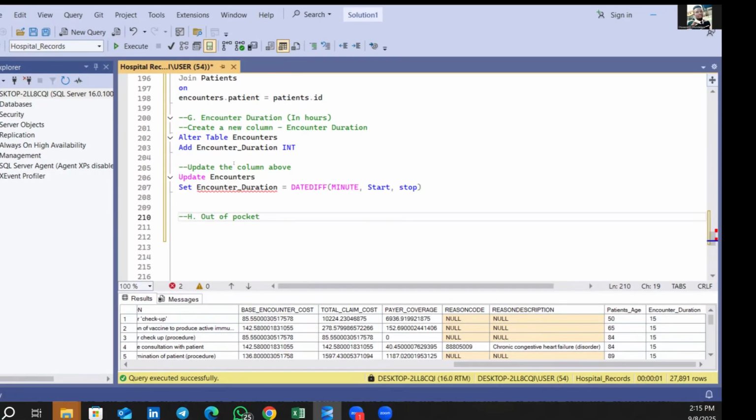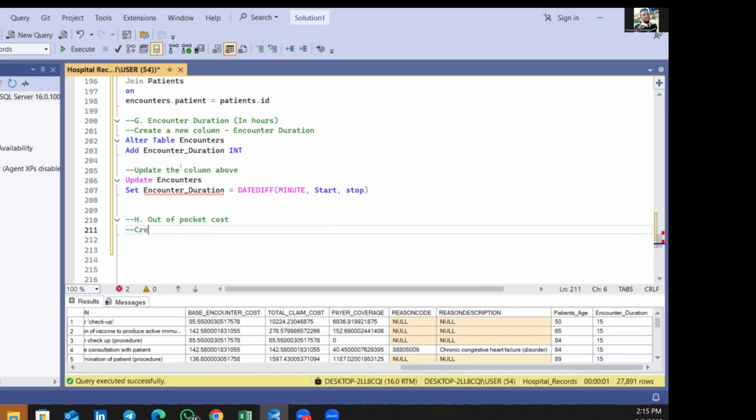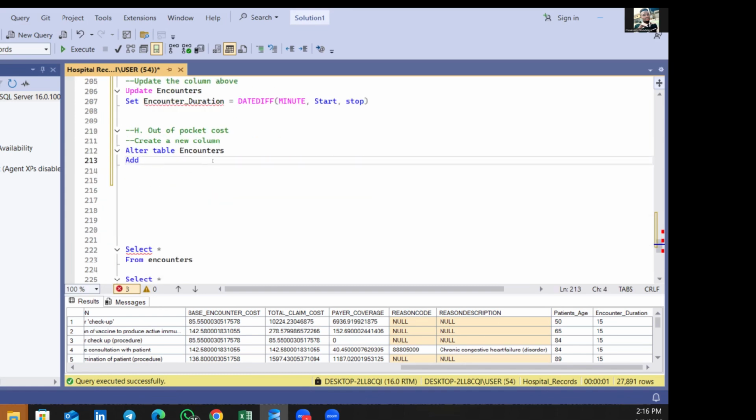Alright guys, welcome to a continuation of my analysis and transmittal record using SQL Management Studio. So in this particular part, what I'm trying to look at here is out of pocket cost, right? Trying to look at the amount of money that's actually coming out of the patient's pocket, because most of these expenses were covered by insurance.